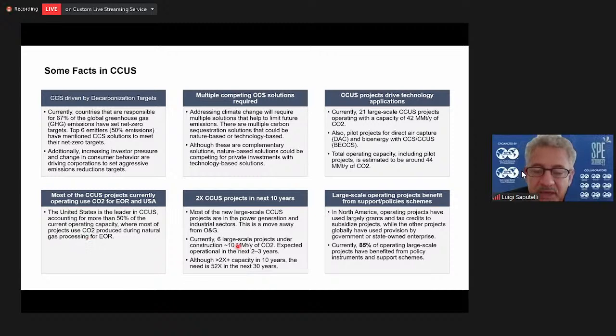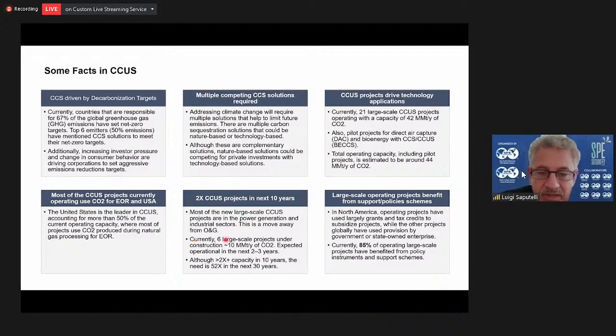Based on what we look ahead, there are plans to have 2 times the CCUS projects in the next 10 years. So there are firm plans that from 21, 10 years from now, we're going to have 60 projects, 2 times more. Most of the new large-scale CCUS are in power generation, because it is the most convenient way to capture the CO2 wherever it happens. But the difference is that the original 21 large projects were mostly in the oil and gas sector. Now the majority are going to be in the power generation sector.